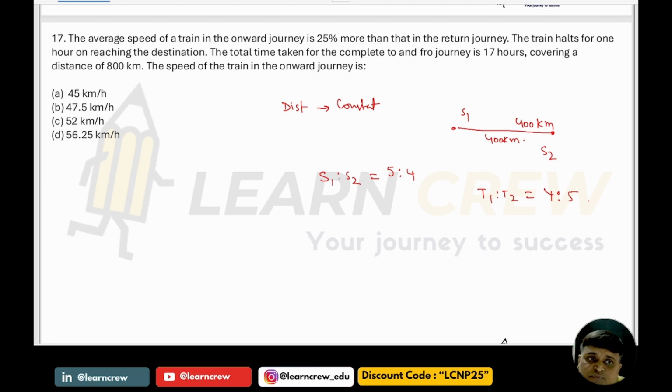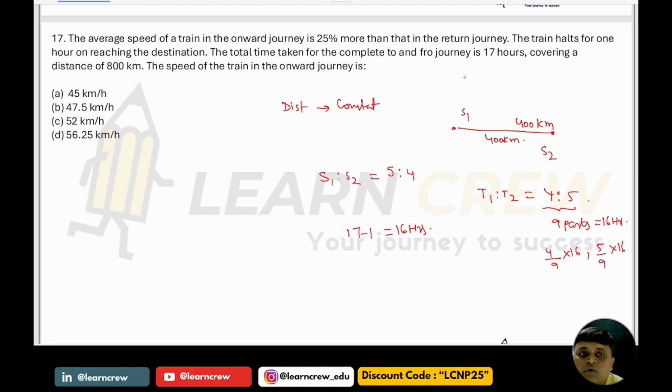The train halts for 1 hour on reaching destination, and the total time for the to and fro journey is 17 hours. So 17 minus 1, 16 hours, is the total time taken. 16 hours is 9 parts. So what would be 4 parts? 4 by 9 into 16. And this is 5 by 9 into 16.